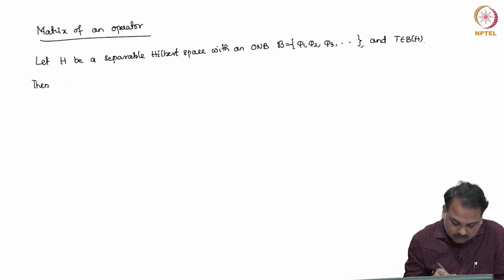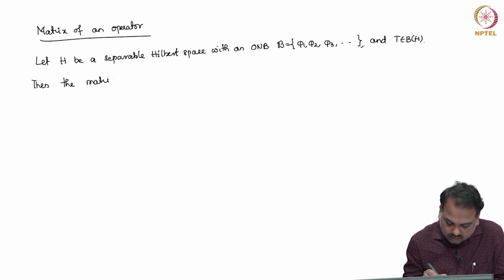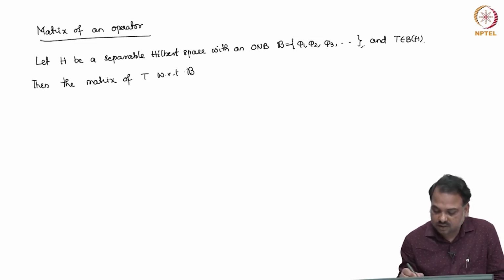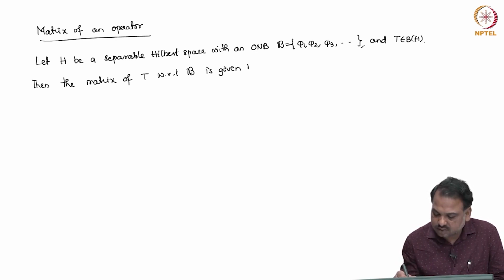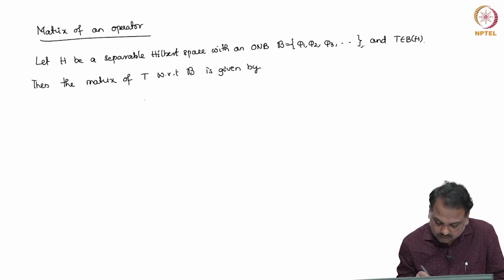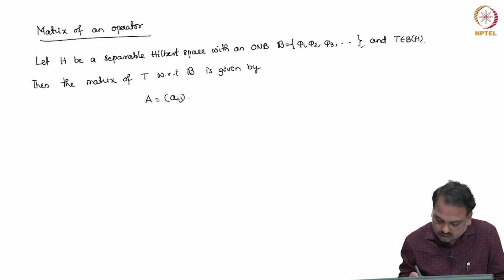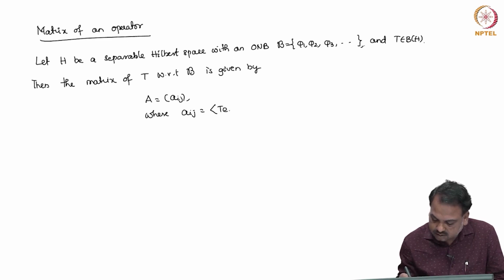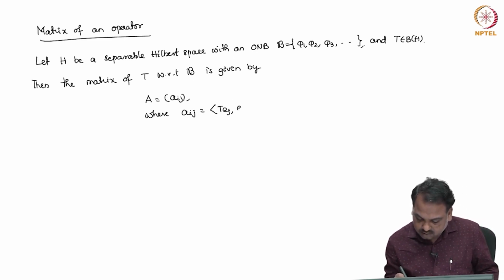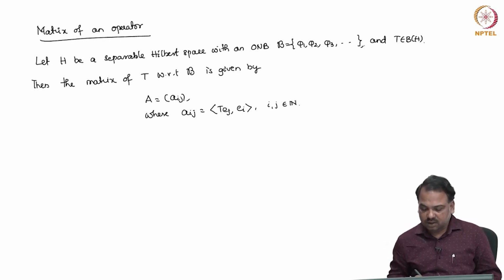Then the matrix of T with respect to B, the orthonormal basis, is given by A, with entries Aij, where we define Aij as the inner product of T Ej with Ei. So this is similar to the matrix of a linear transformation defined on a finite dimensional space. This is exactly a generalization.